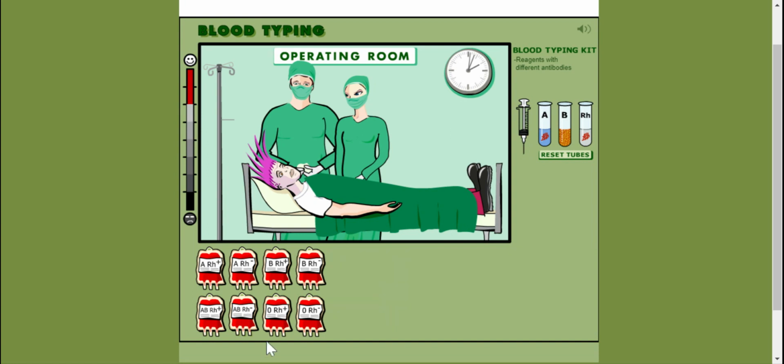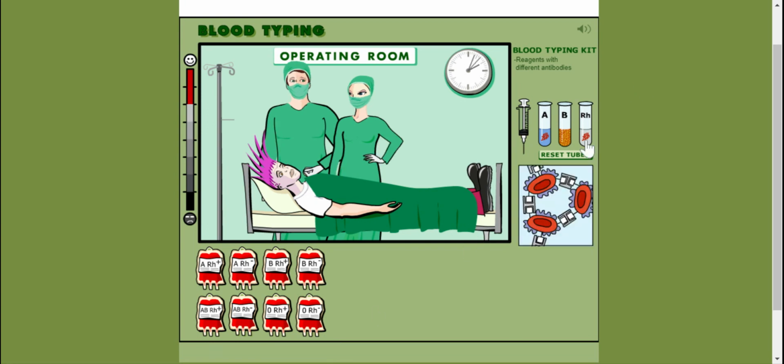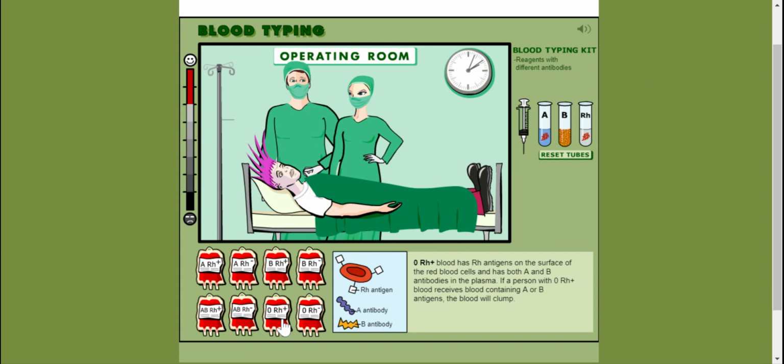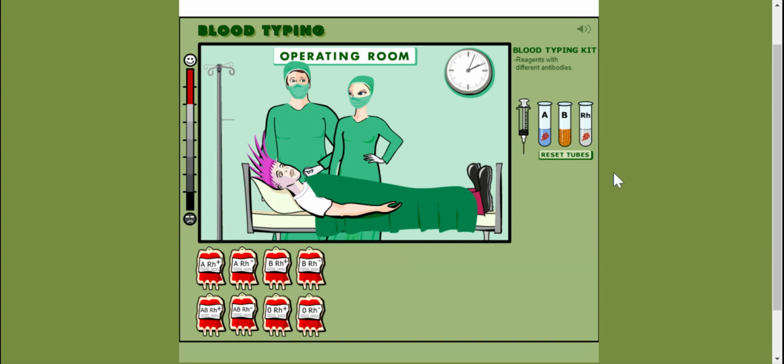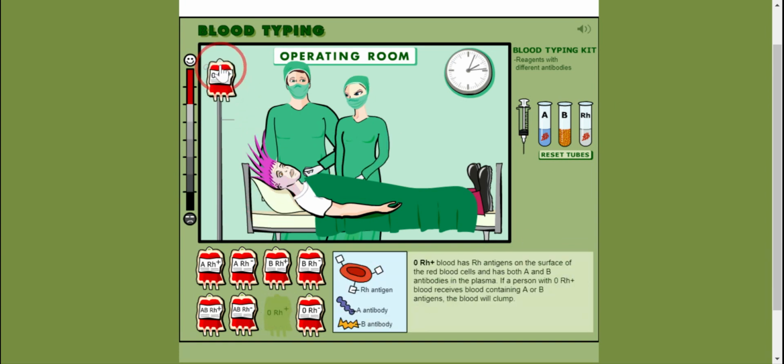Now, remember that O is our universal donor, so it can be given to all people. Because this individual is positive, he could receive the O positive blood, or he could receive the O negative blood. So let's go ahead. I'm just going to give him some O positive here to show you that that should be something he can accept.